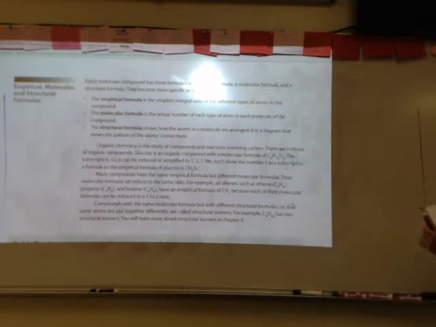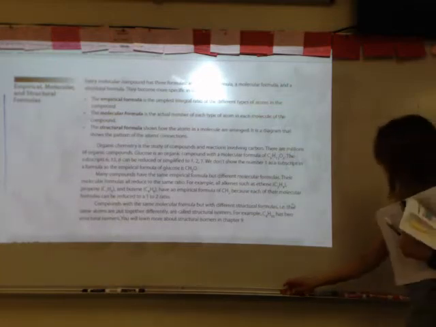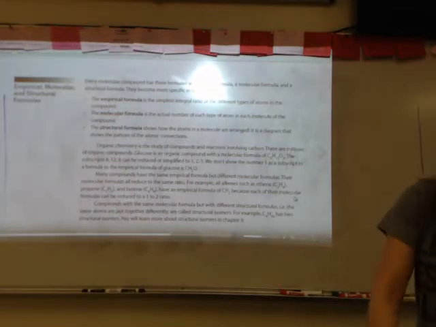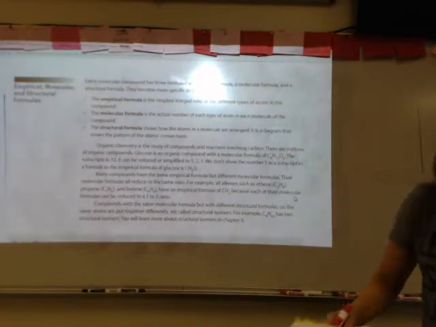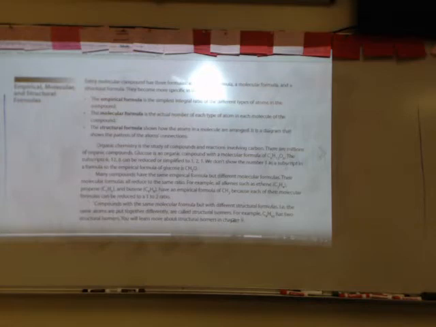Okay, now let's talk about empirical, molecular, and structural formulas. Every molecular compound, which is a compound made of nonmetals, has three formulas. The empirical formula, which is the simplest ratio of atoms, so that means if you can't simplify the subscripts anymore, you have the empirical formula. The molecular formula, which is the actual number of each atom. And the molecular formula is often a multiple of the empirical formula. Sometimes it's the same.